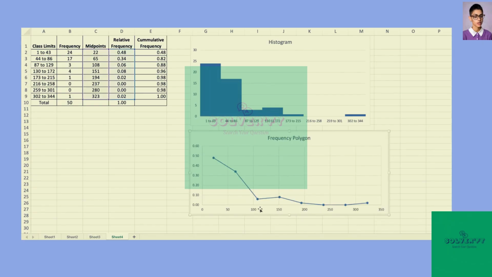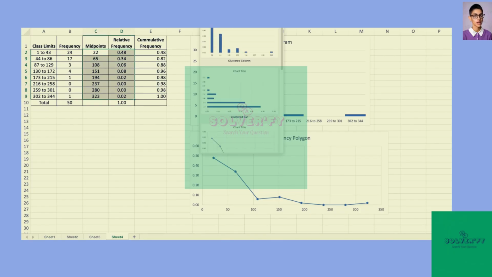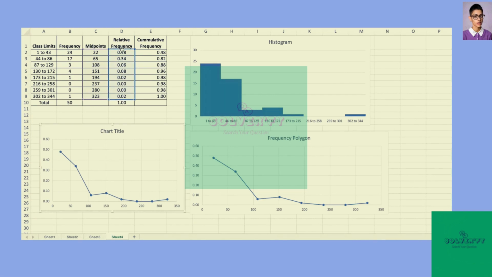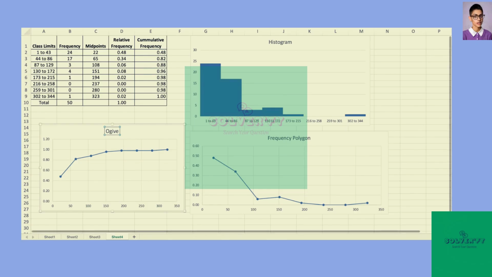And then to get my ogive, what I'm going to do is take these two first, okay? And I'm going to go to here, but then I'm going to change this to the cumulative frequency. So there we go. And this is my ogive. And so there is my histogram, my ogive, and my frequency polygon.